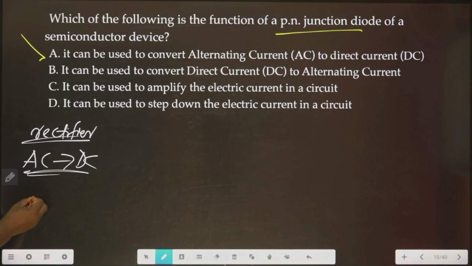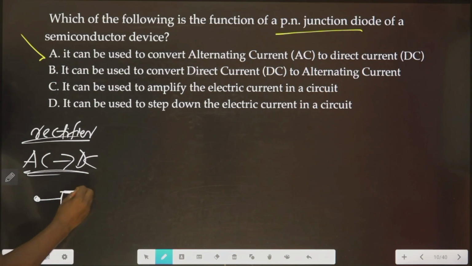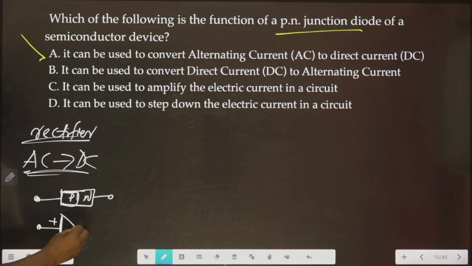Okay? This is the way we represent it, say PN. This is actually the positive end, and this is the negative end. So it allows what? The flowing of current in one direction. So it converts AC to DC, blocking the other direction.